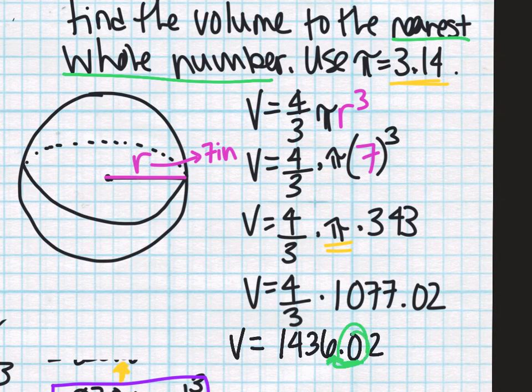This number is a 0, so that means my 6 doesn't round up anywhere, and I just have a final answer of the volume is 1436 inches cubed. And that is finding the volume of a sphere.